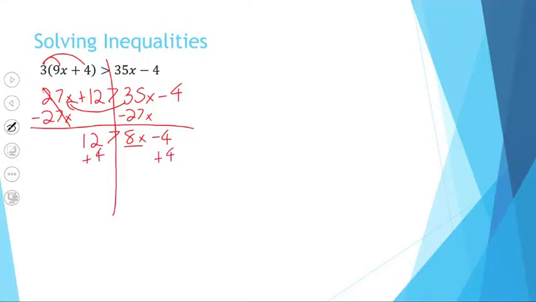Solving this like a normal equation, we're going to have 16 greater than 8x. Divide by 8, you'll have 2 greater than x. All right?